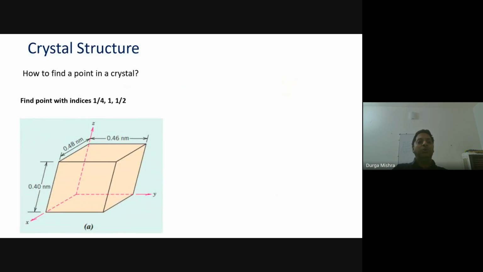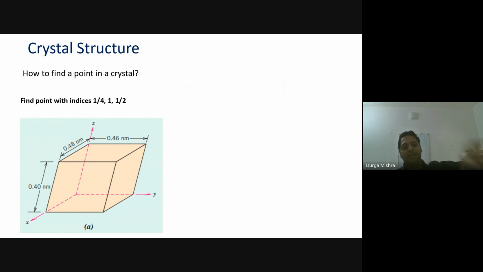Okay, so when you look at the crystal structure, as we said, this is a geometry, so it's a mathematical representation. Now how do we find a point on this unit cell, or if I want to find a set of points, that is a plane, or I want to define a particular direction? How do we do that in a crystal? I'll just give you a few examples of this.